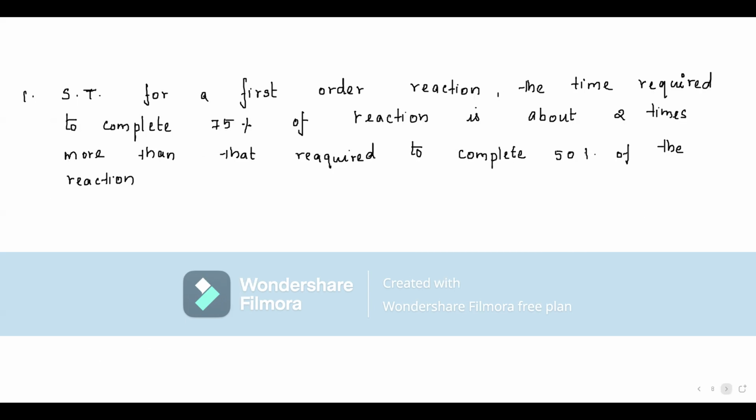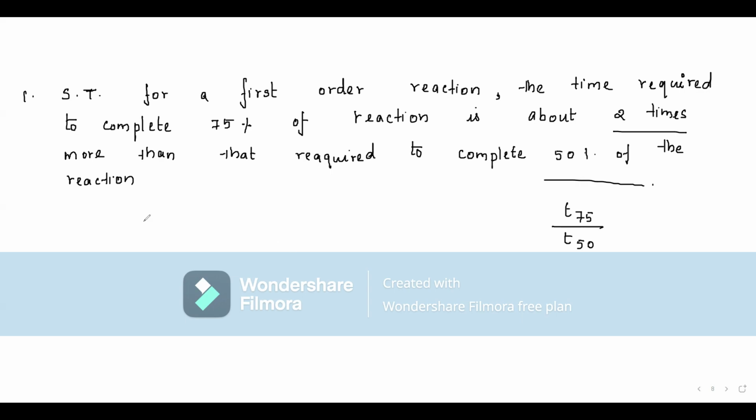Moving on to numericals, the first one: show that for a first order reaction, the time required to complete 75% of the reaction is twice the time required to complete 50% of the reaction. Time required for 75% of the reaction. So we are actually getting a ratio between T75 and T50.